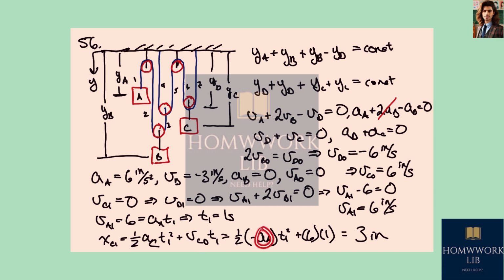So this is 6 inches per second squared. This is 1 second here, and this is 6 inches per second. And so we plug everything in, and we get that this block has moved down 3 inches before it starts to move back up again. So the initial velocity is positive, 6 inches per second, and then it goes down 3 inches, and then the velocity is 0 and changes sign, and now we're moving upwards after that.